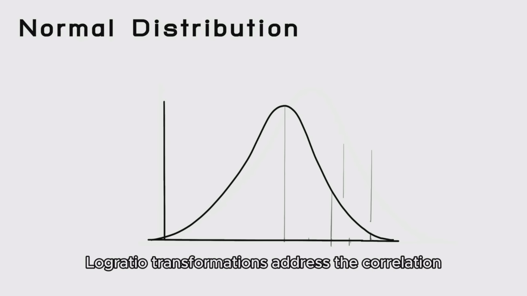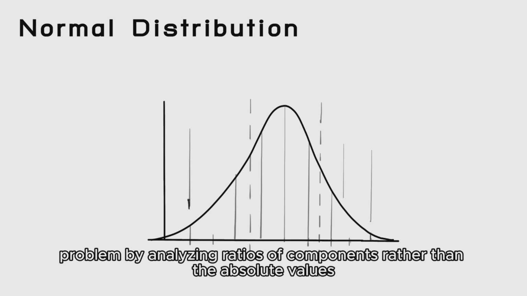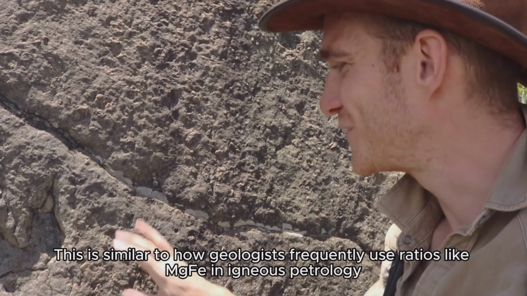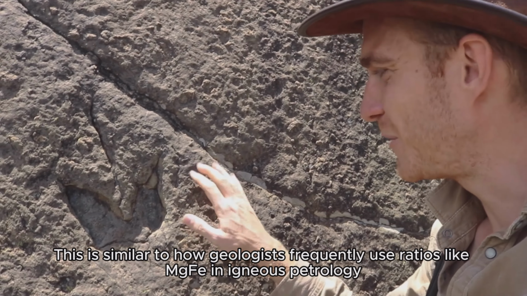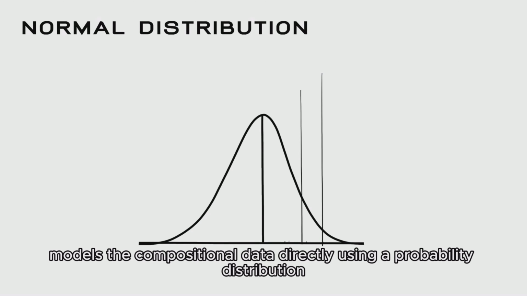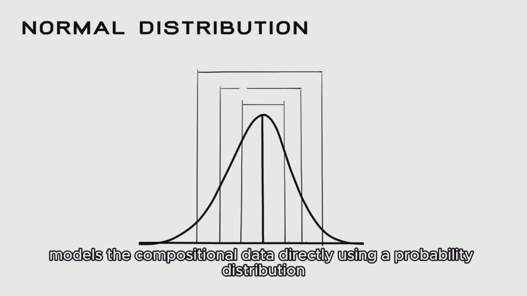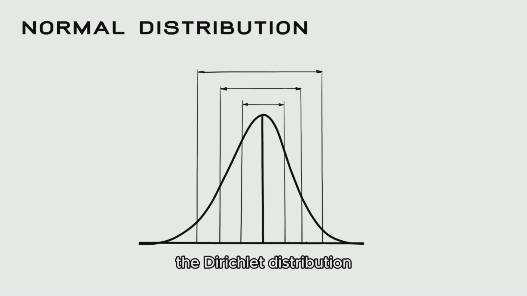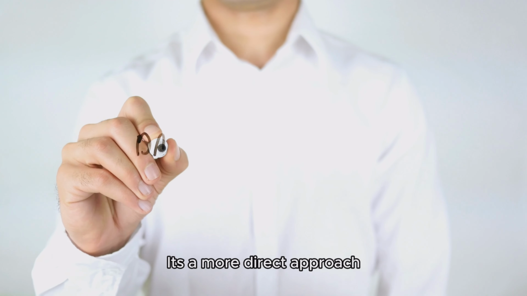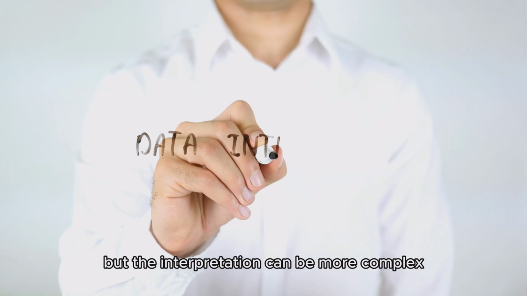Logratio transformations address the correlation problem by analyzing ratios of components rather than the absolute values. This is similar to how geologists frequently use ratios like Mg or Fe in igneous petrology. Dirichlet regression, on the other hand, models the compositional data directly using a probability distribution specifically designed for compositional data, the Dirichlet distribution. It's a more direct approach, but the interpretation can be more complex.